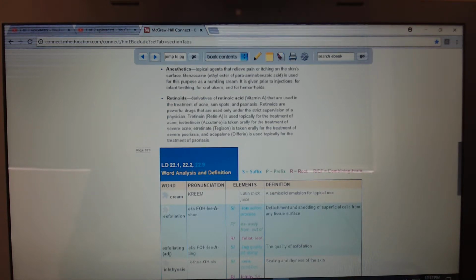Retinoids are derivatives of retinoic acid, vitamin A, that are used in the treatment of acne, sunspots, and psoriasis. Retinoids are powerful drugs that are used only under the strict supervision of a physician. Tretinoin, Retin-A, is used topically for the treatment of acne. Isotretinoin, Accutane, is taken orally for the treatment of severe acne.